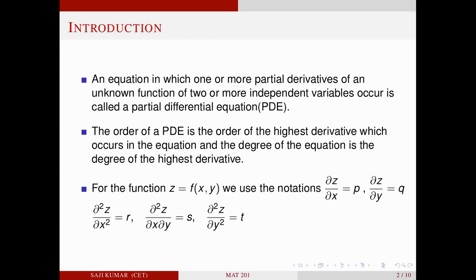For the function z is equal to f of x comma y, we use the notations: ∂z/∂x is denoted by small p, ∂z/∂y is equal to q, ∂²z/∂x² equal to r, ∂²z/∂x∂y is equal to s, ∂²z/∂y² equal to t. So the notations for first order derivatives are p and q, second order derivatives are r, s and t. See, in our modules 1 and 2 we will consider problems related to first order derivative and second order derivatives.